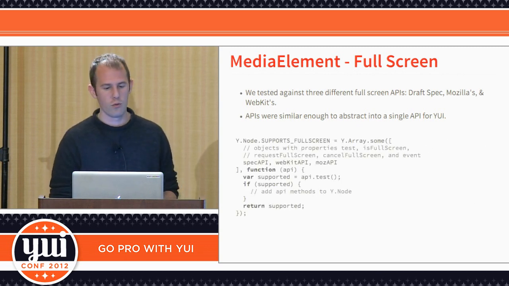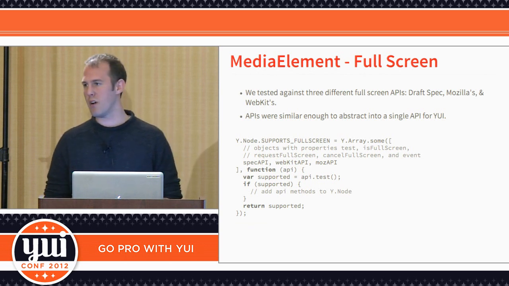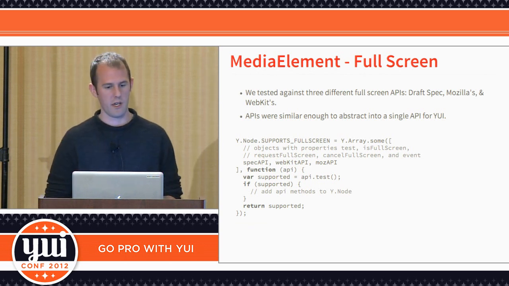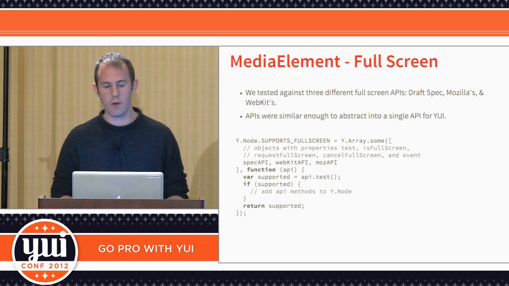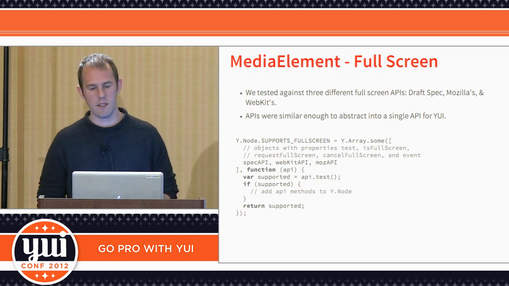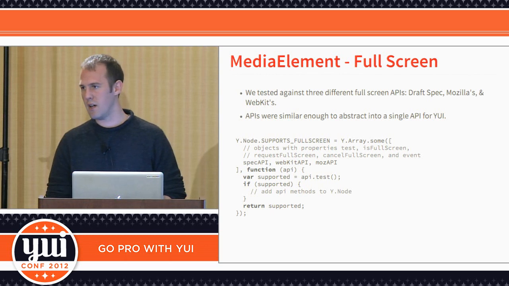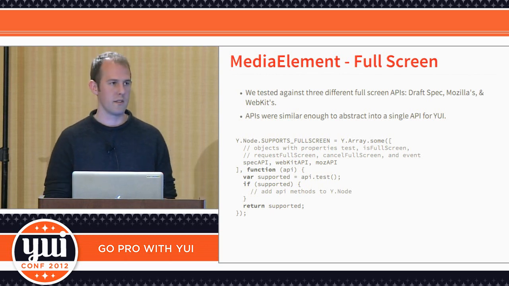And so we added full screen support by defining an object with properties of test is full screen, request full screen, and cancel full screen, and the event name of the actual full screen event that the browser fires. And then we just loop through each one of those and return the first one that the browser supports. And if it finds any support at all, then supports full screen is set to true. Otherwise, it's set to false.